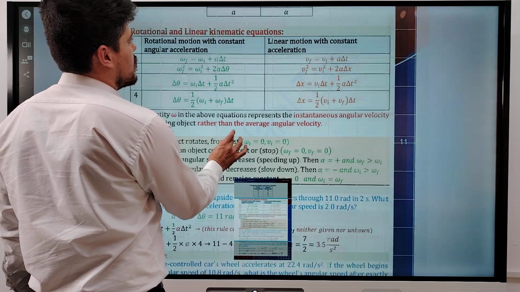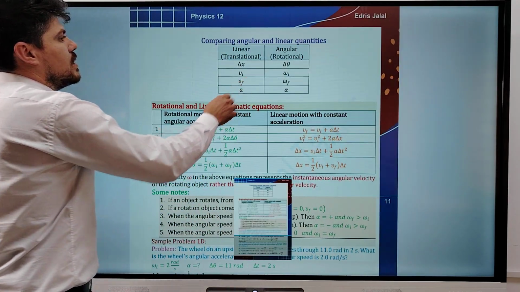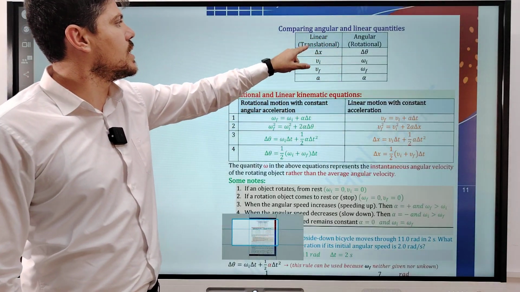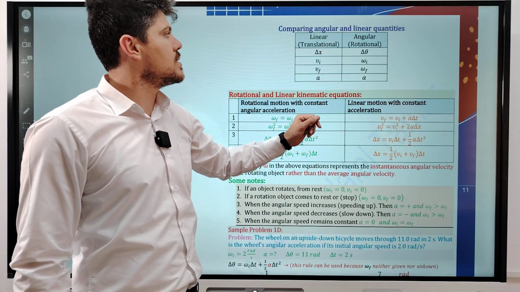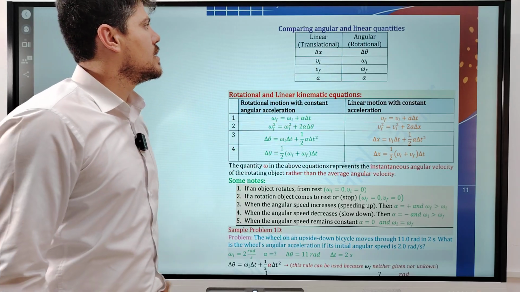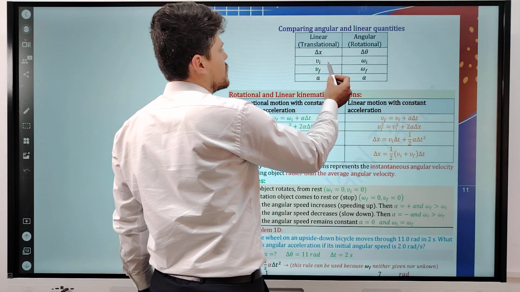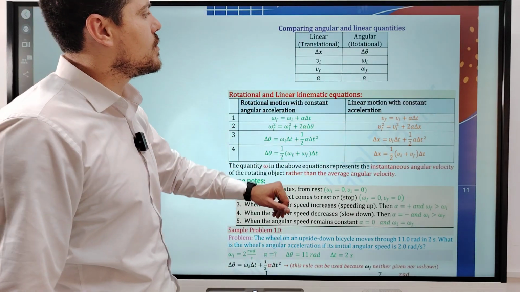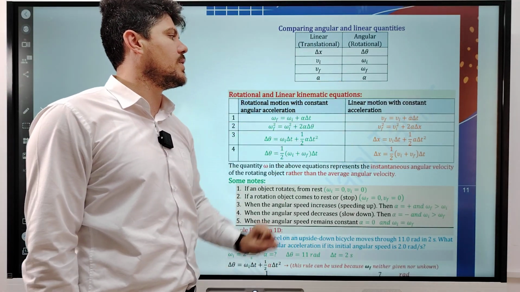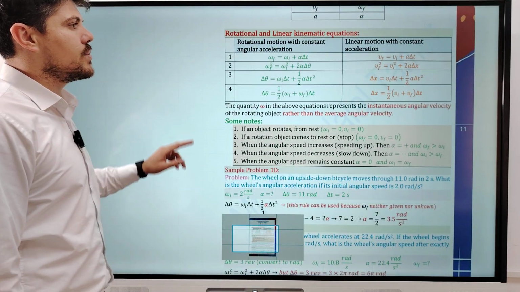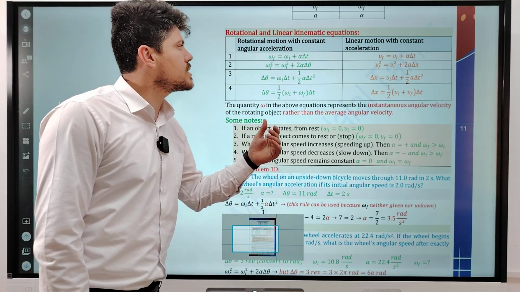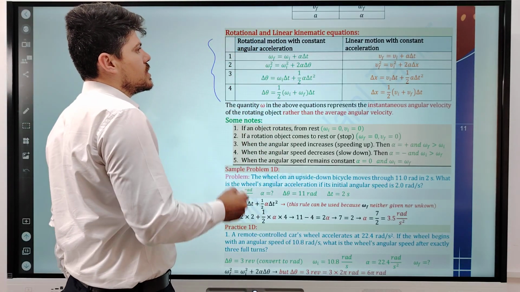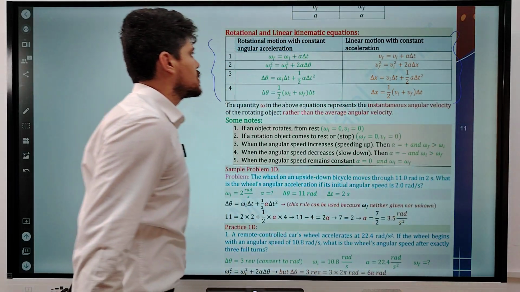So this is for the linear quantities, and for the angular quantities, as you can see in this table, for the linear translational delta x, it changes to delta theta. So in linear translational motion we have v initial, but here we have omega initial. Instead of v final, we have omega final, and instead of a, we have alpha. Okay, therefore kinematic equations, as we studied in the previous lesson, we have 4 kinematic equations. This is for rotational motion, and this is for translational motion.